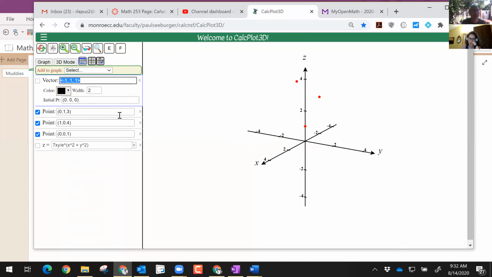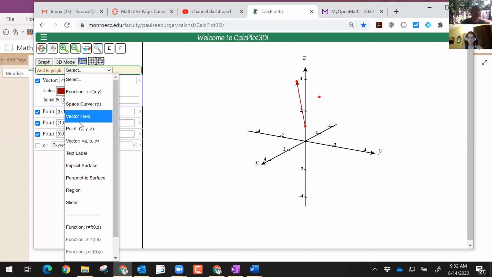1, 0, 3. So 1, 0, 3 is not really that meaningful for us if we just see it in standard position. And so I'm going to change the initial point to 0, 0, 1. And so now this makes a little bit more sense for us because now it looks like it's actually connecting those 2 points.